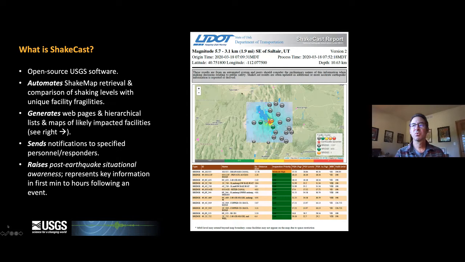So on the right is the report that gets put out. This is for that same 5.7 earthquake in Utah. This is the ShakeCast report for the state of Utah Department of Transportation, and they're interested in whether their bridges are damaged. And so this map shows the bridges on the footprint of the ShakeMap and the likelihood of damage, or what they call the inspection priority. And the inspection priority allows them to determine which of the thousands of bridges that they have need to be inspected. There are just too many bridges to inspect, and so they need to prioritize.